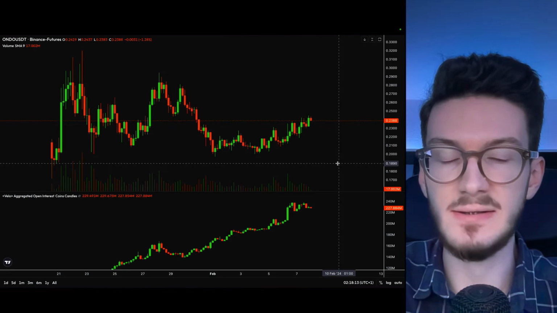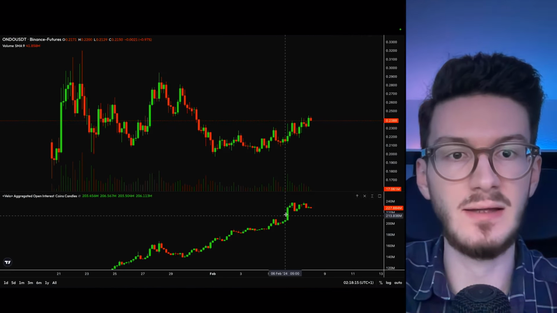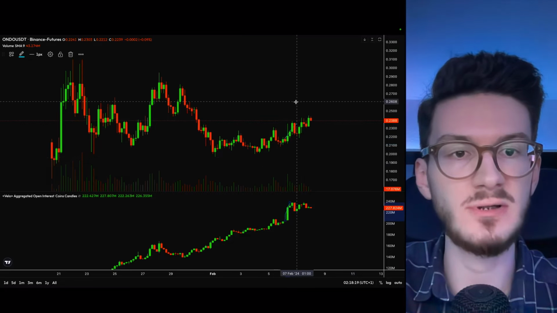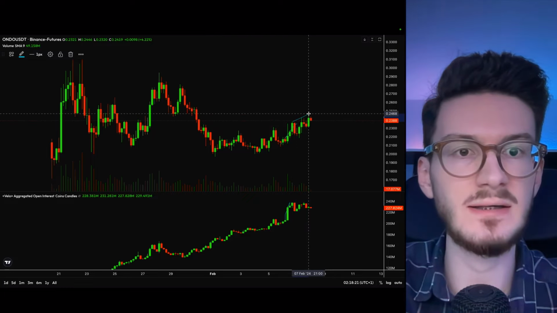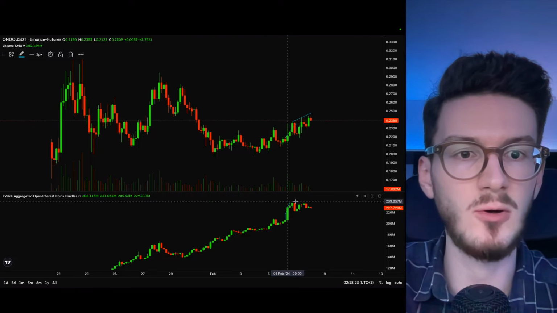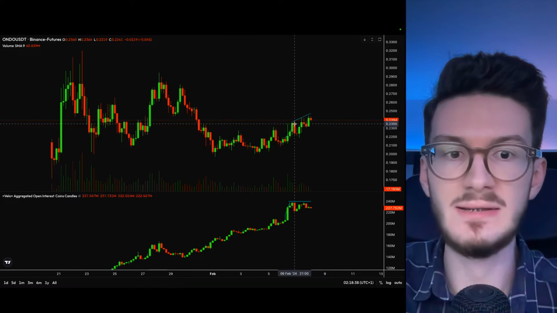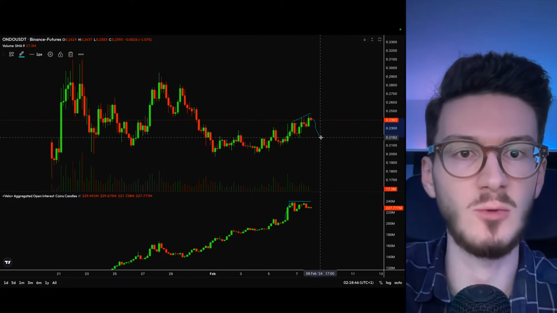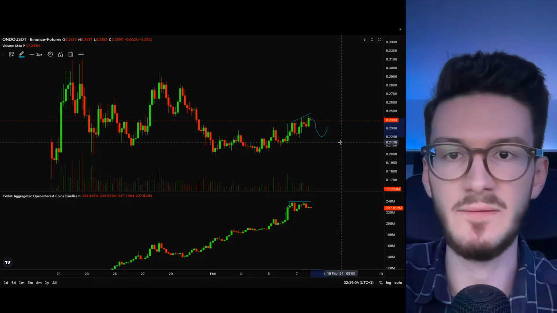If we look at the open interest, we can see that this pump was accompanied by a rising open interest, which is healthy. Now we're getting a small divergence while we hit the mid-range, which could mean that shorts are building up and we get a small correction, but this is only in the very short term.